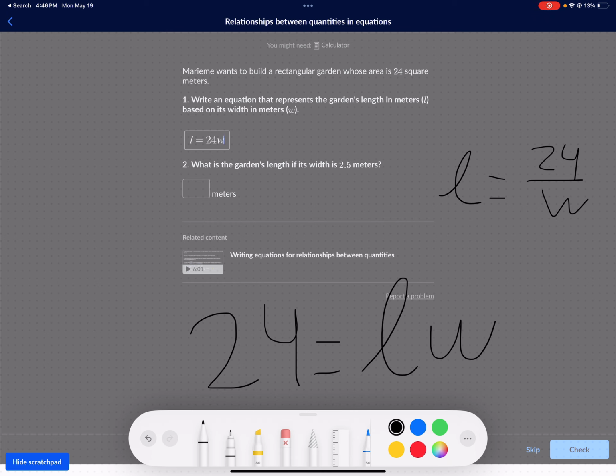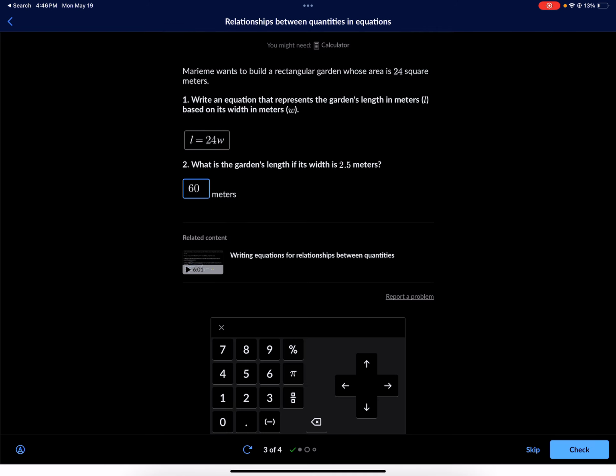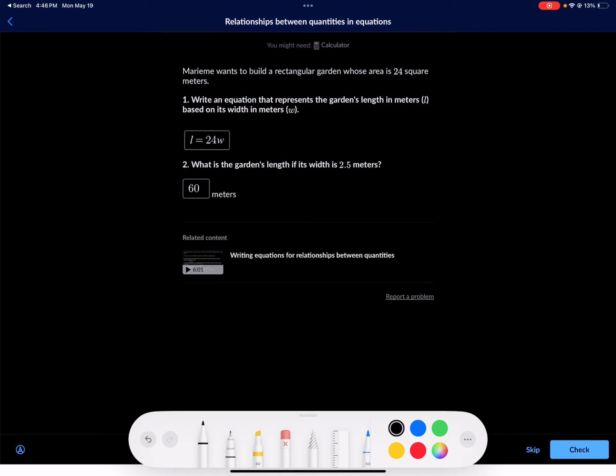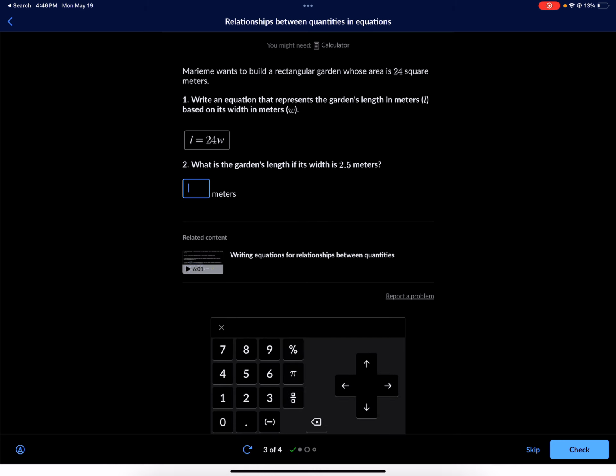So 2.5 times 24, that is equal to 60. So that means our length is 60. And we can even check that back in. 60 times 2.5 is... Ooh, 150. Oh, we're dividing. I'm stupid. So 24 divided by 2.5. That's 9.6. So I can see why it asks for a calculator.